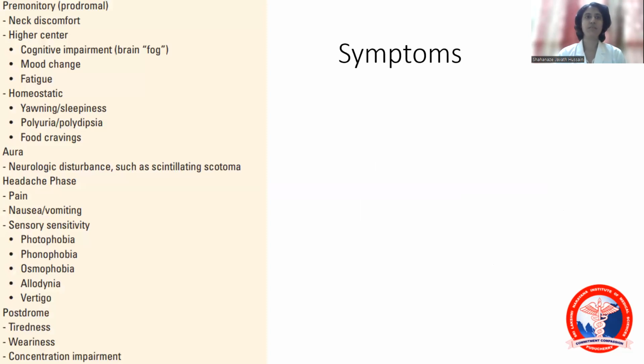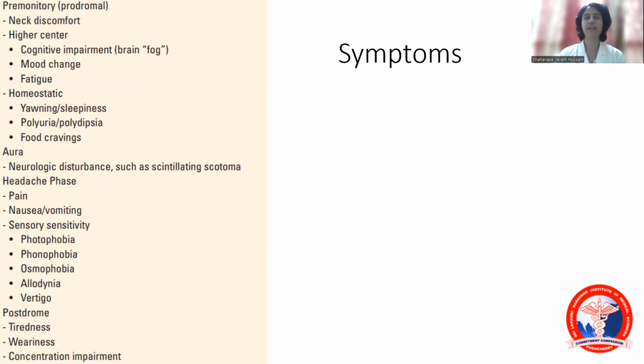So what are the premonitory features? These occur, say, a few days before the headache comes. The person might have some neck discomfort, some cognitive impairment. They will not be able to concentrate on their work, they have mood changes, they feel really tired, they have cravings, they feel really sleepy, they might be really thirsty or have polyuria.